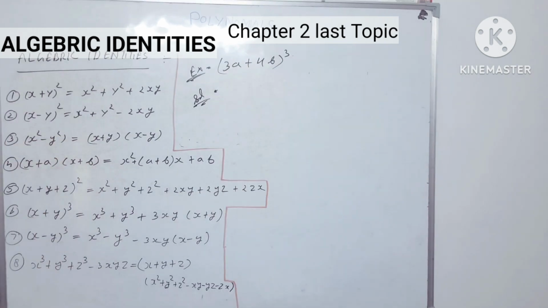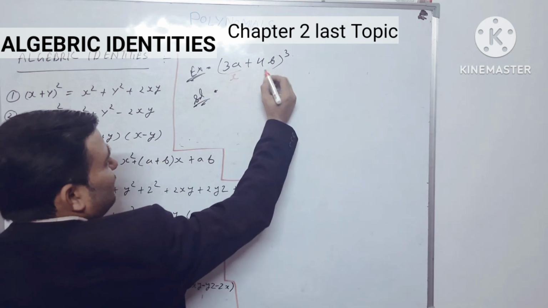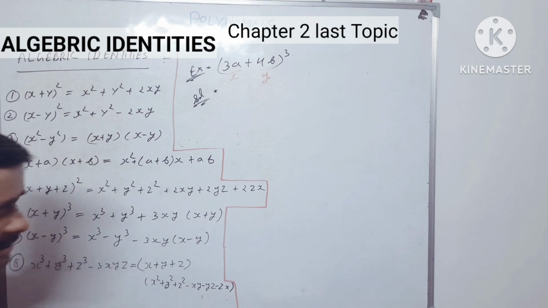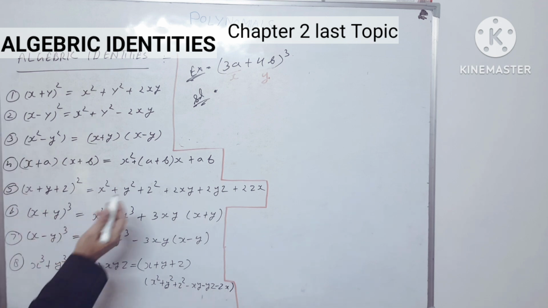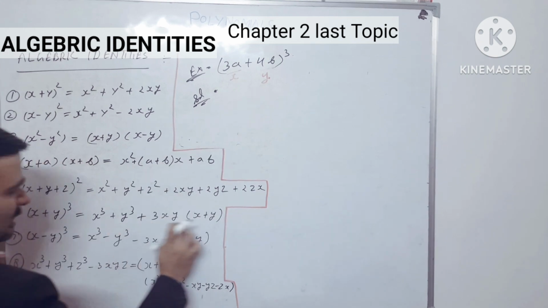Now we can use this algebraic identity. If we look, we will find this is similar to this algebraic identity. Here this term represents x and this term represents y, then we get (x + y) whole cube is equal to x cube plus y cube plus 3xy(x + y). Now we will put these values in this expression.